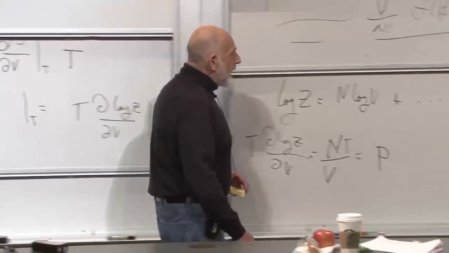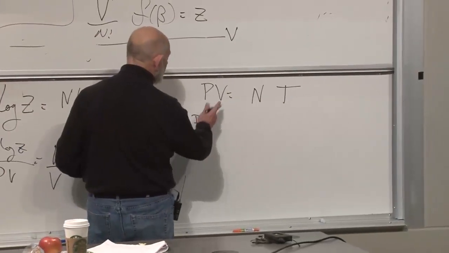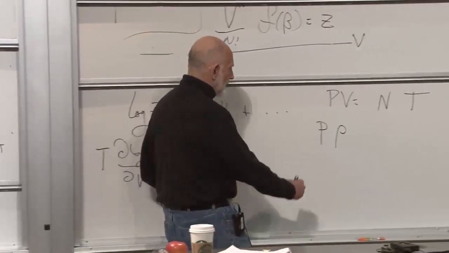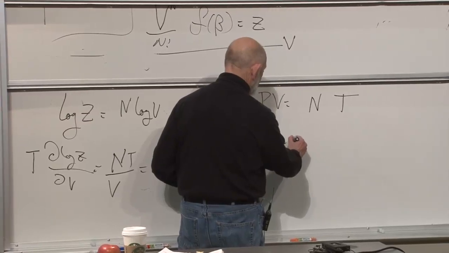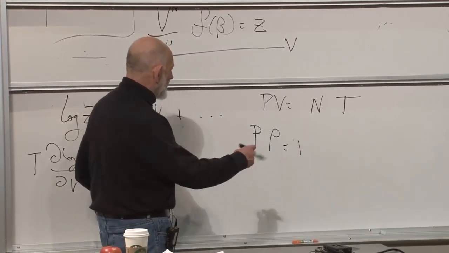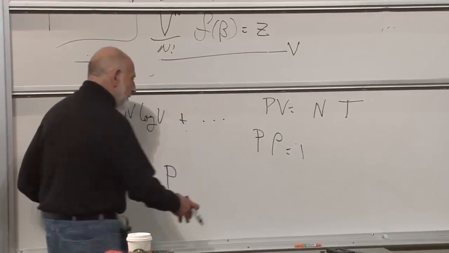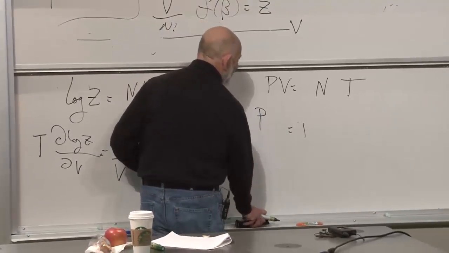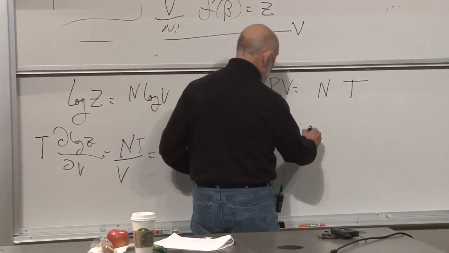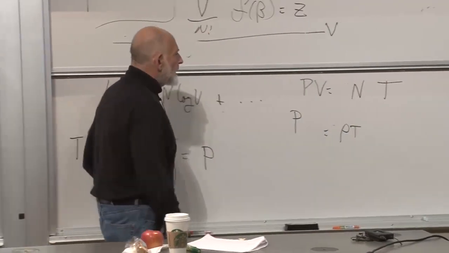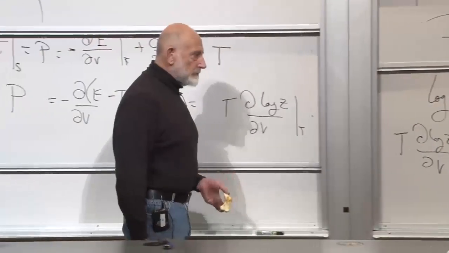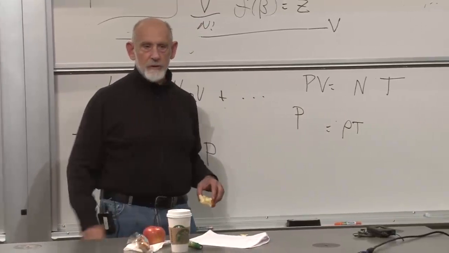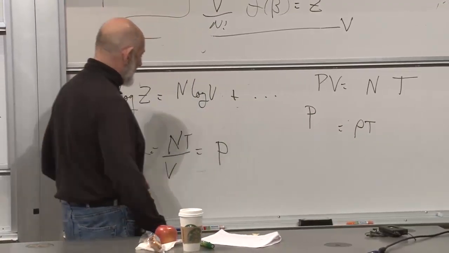Or you can divide by N and write that P times the density of particles, the number of particles per unit volume, is equal to the temperature. Yeah, I'm sorry. They want to divide by the volume, not by N. P equals N divided by V, which is rho, times temperature. Density times temperature equals pressure. Factor of Boltzmann constant, but we're grown-ups, so we are used to throwing away the Boltzmann constant.